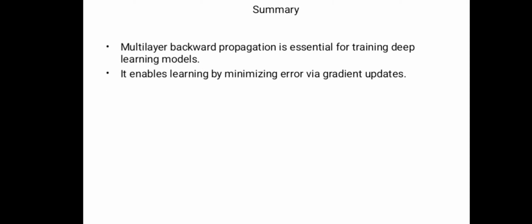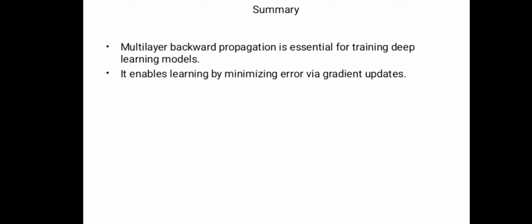Self-driving cars use neural networks to recognize roads and obstacles. Platforms like YouTube and Netflix use it to recommend content tailored to your preferences. Backward propagation is the brain behind these intelligent systems. So, to finish, let's quickly summarize everything we have covered.